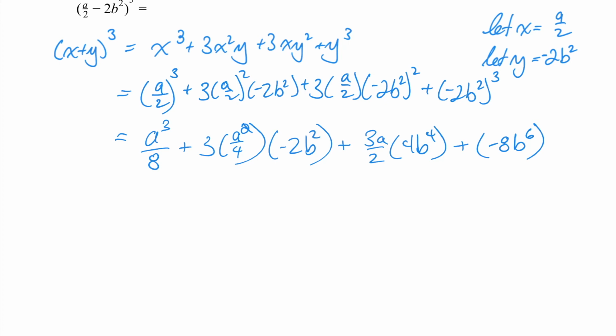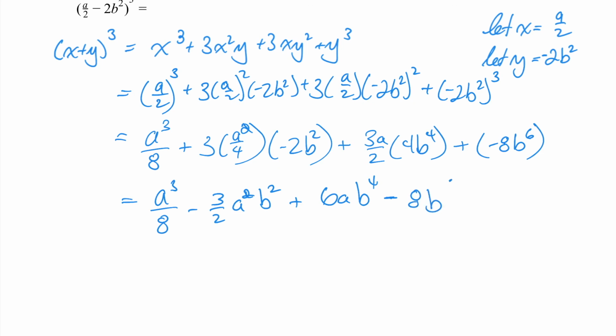And now we're just going to go back and clean up everything. So this stays as a cubed over 8 plus 3 times negative 2, which is going to be negative 6 over 4. So that's going to be negative 3 over 2, a squared b squared. And then over here, this next term, 3 times 4 is 12 divided by 2. So that's going to be leaving me with a positive 6ab to the power of 4. And then the last term is just minus 8b to the power of 6.